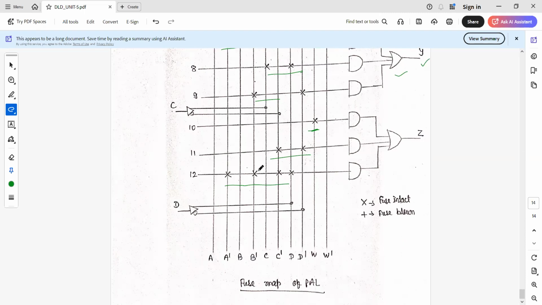So this cross represents the presence of particular literals. Without a cross, it is a plus, which shows that the fuse is blown, and the cross shows that the fuse is intact. So this is the discussion about the chapter called memory and programmable logic devices.